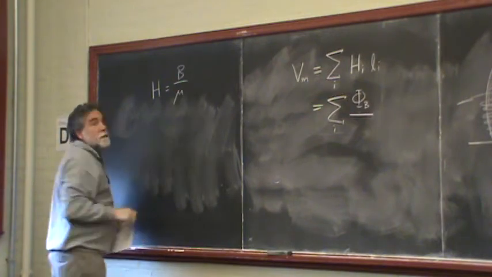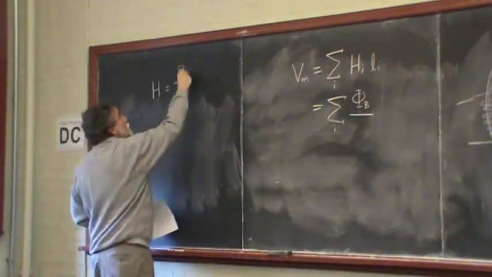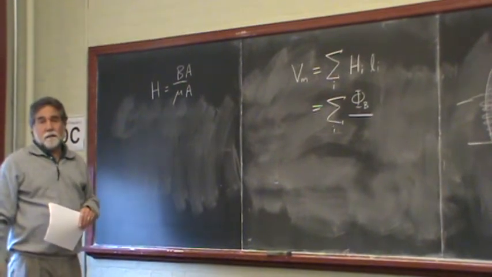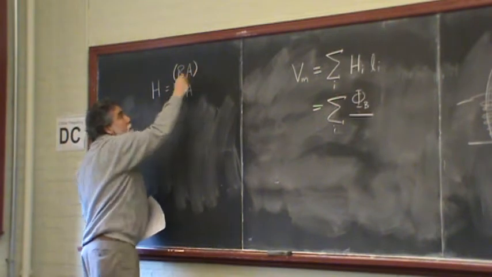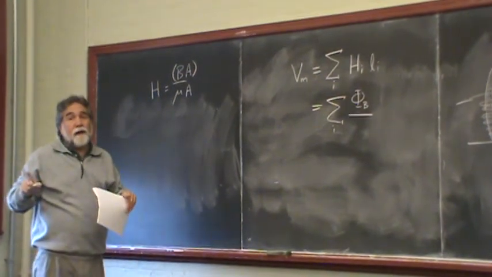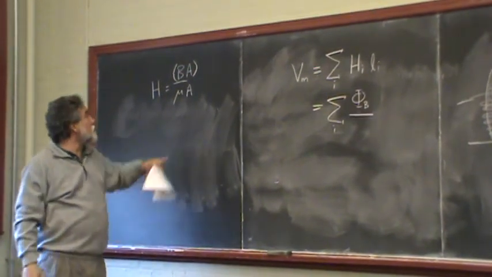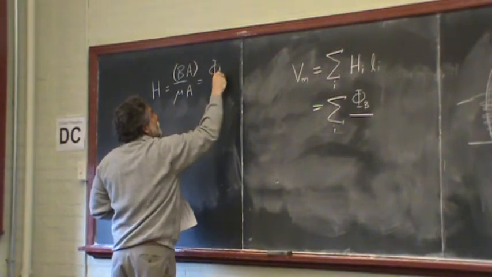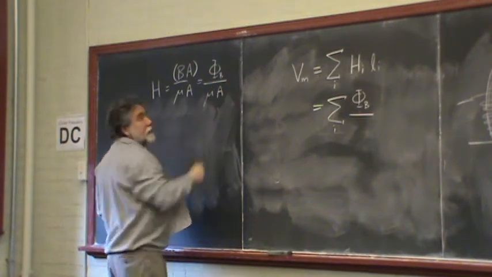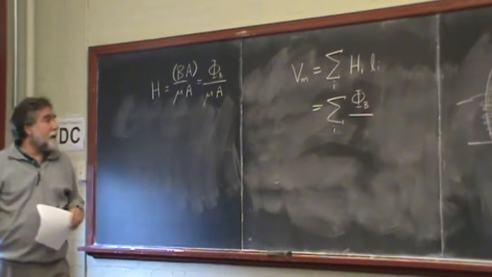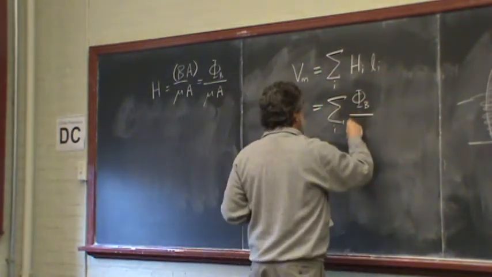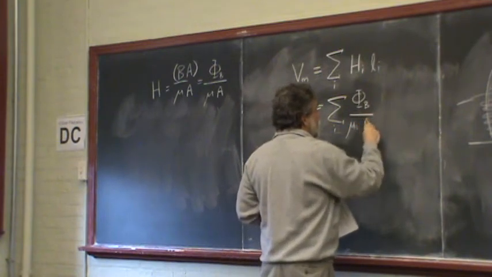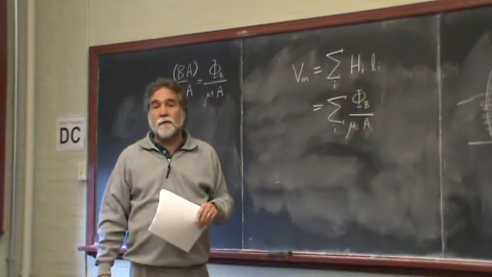B over mu. Now what I'm going to do is multiply top and bottom by the cross-sectional area. Then I'm going to say the one thing that I know is constant throughout the circuit as I go around the circuit is the flux. So I'm going to rewrite that as phi B over mu A. So phi B over mu of the ith portion of the circuit times the cross-sectional area of the ith portion of the circuit.